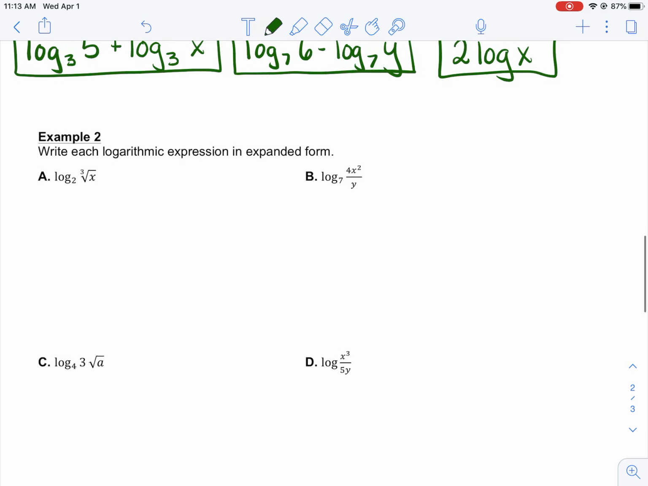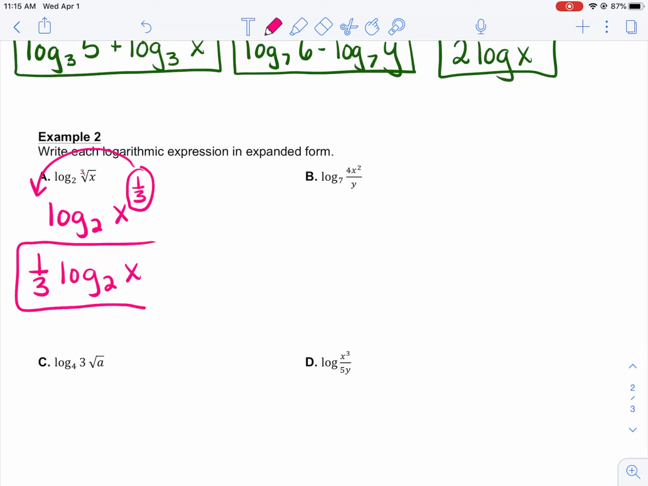So the first problem, we have log base 2 of the cubed root of x. Now we don't have a property for radicals, but we do have a property for exponents. And so what we're going to do here is start by rewriting the cubed root of x as x to the 1/3 power. So we have log base 2 of x to the 1/3 power. And the reason I'm going to write it that way is because now I can use the power property and I can put that 1/3 out in front. Okay, and that's it.